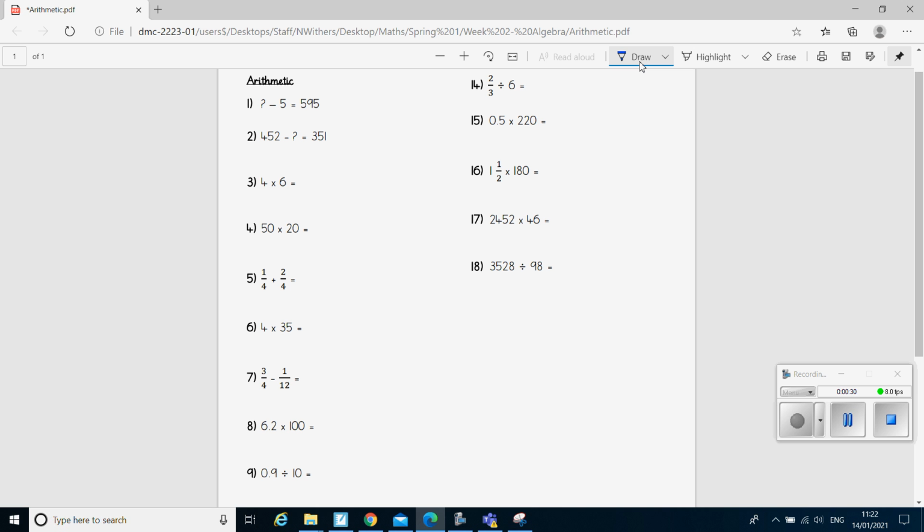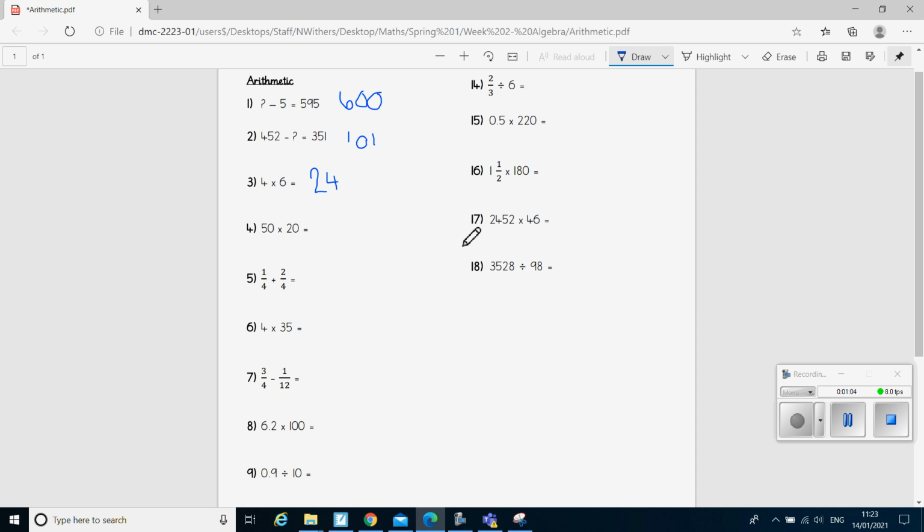Okay, question 1, we've got something take away 5 equals 595. For that we just had to add 5 onto 595, so the answer was 600. Question 2, 452 take away something gives 351. The answer we were looking for there was 101. Okay, question 3, nice and easy, but you do get this kind of question on an arithmetic test. 4 times 6, 24.